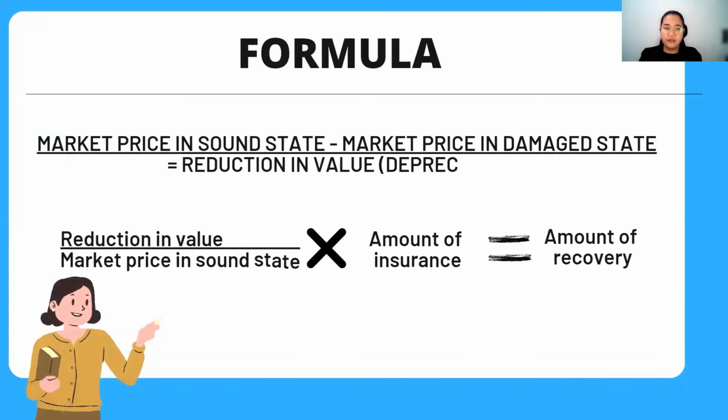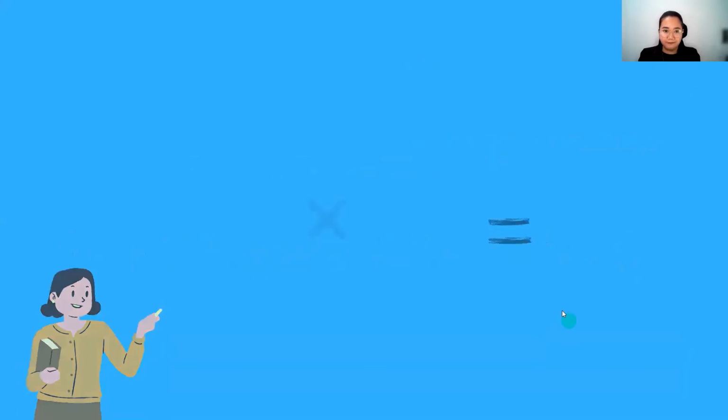So we have here a given formula. The market price in sound state minus market price in damaged state is equal to reduction in value, or the depreciation. And then the depreciation or reduction in value will be divided by the market price in sound state, times amount of insurance, is equal to amount of recovery.